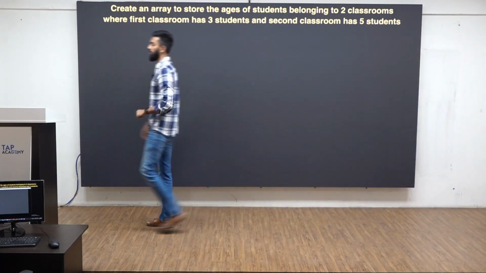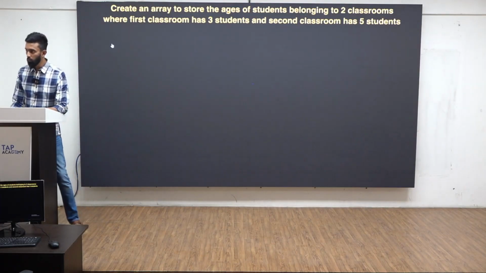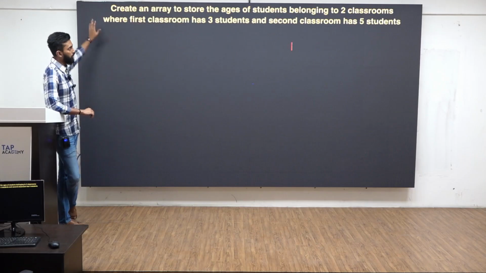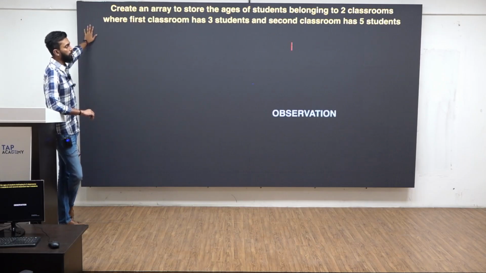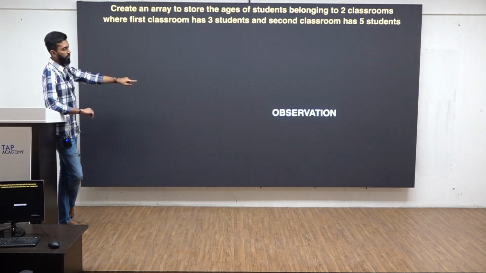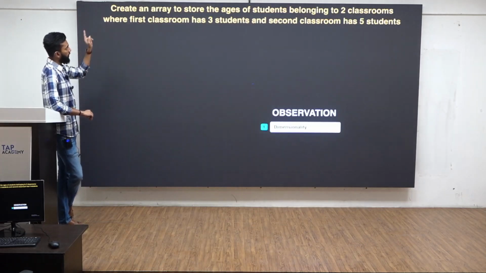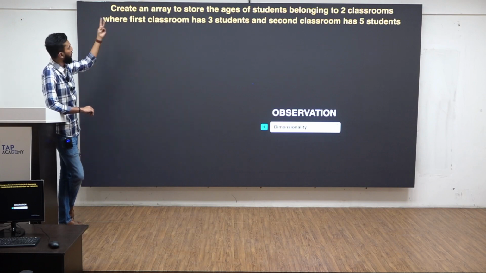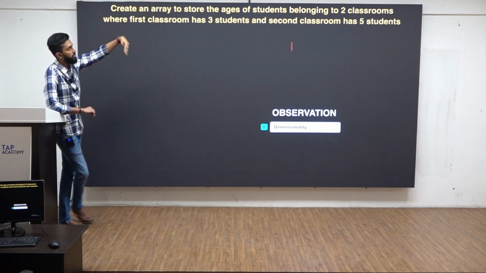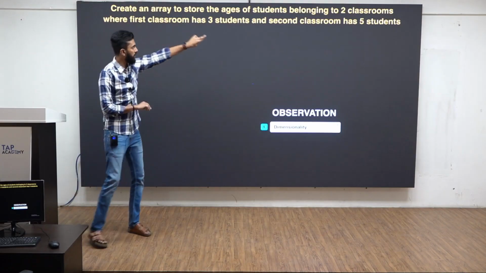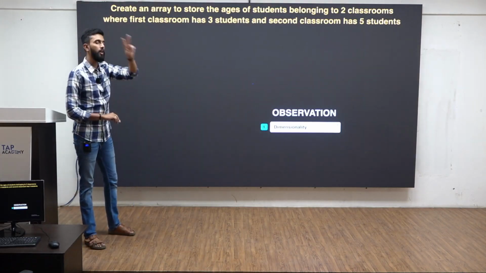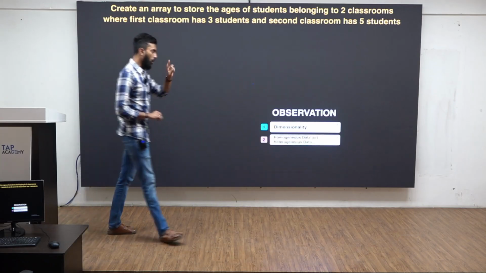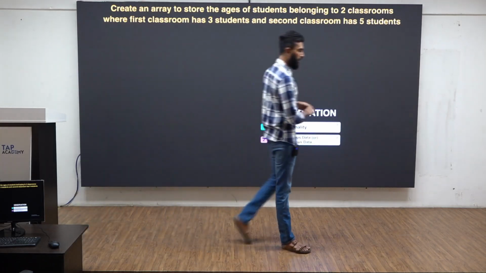Basically here, I think all of you have used that framework which I have always given. Whenever you want to create an array, first I have told you, you must make some observations. What is the first observation? Dimensionality. If you read this, create an array to store ages of students belonging to 2 classrooms where first classroom has 3 and second classroom has 5 students. You can see class and students are there. So dimensionality is 2.